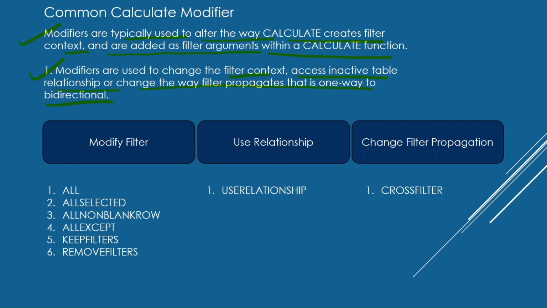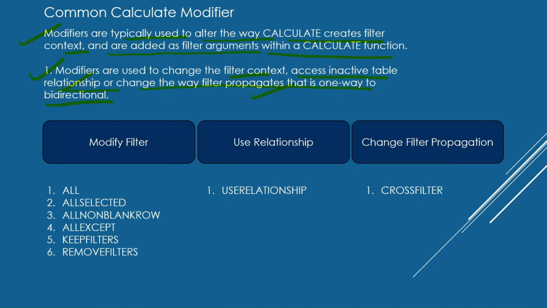There are a couple of filter parameters. Let's discuss the relationship change and the propagation change. We can use a modifier to modify the filter. We can also use it to change the relationship.